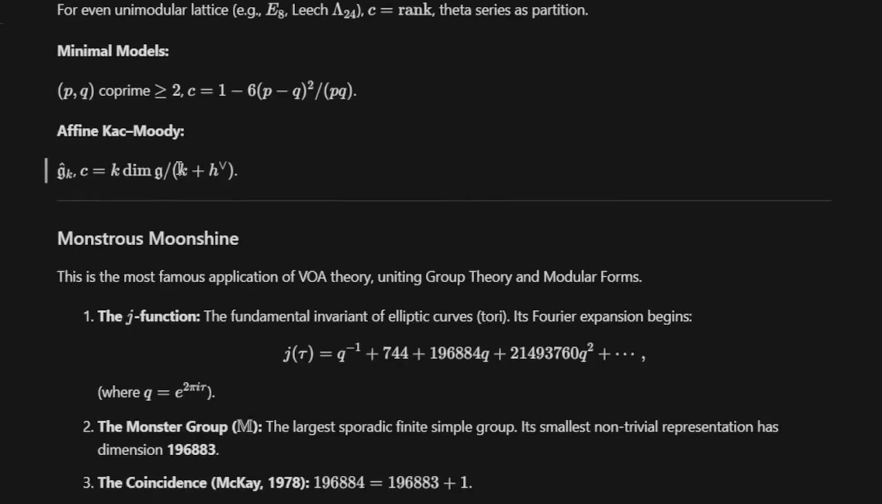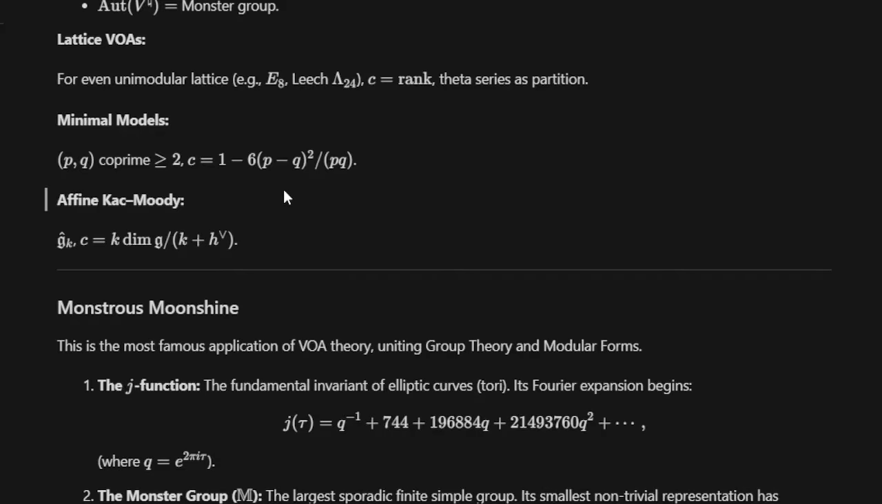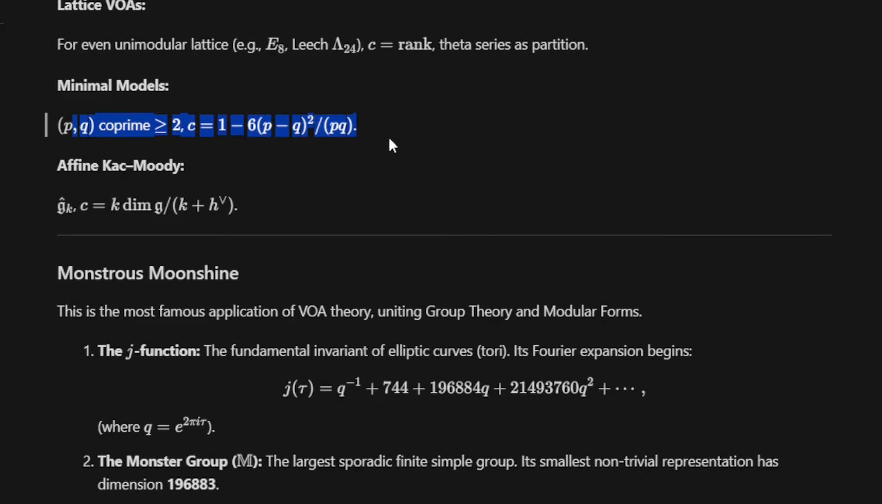You can also look at more minimal models. So if we take (p, q) to be coprime with p greater than or equal to 2, the central charge should be equal to 1 minus 6 times (p minus q) squared divided by p times q. Okay, and this is an interesting model.